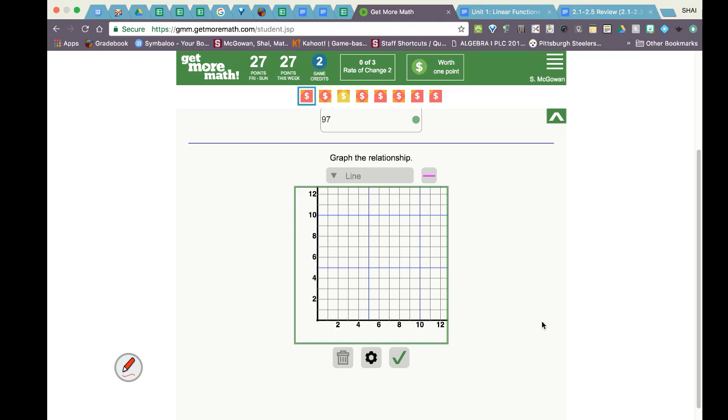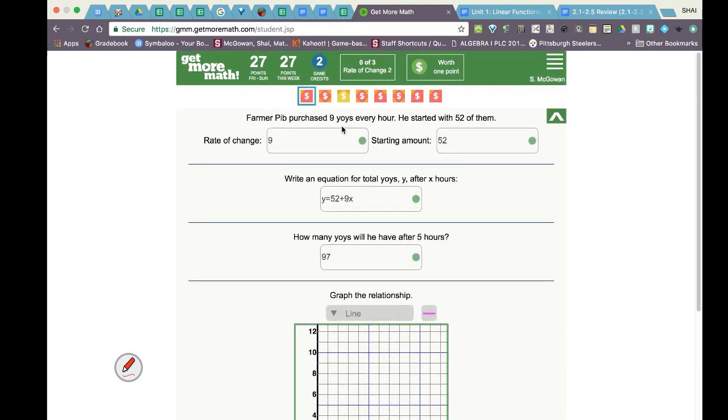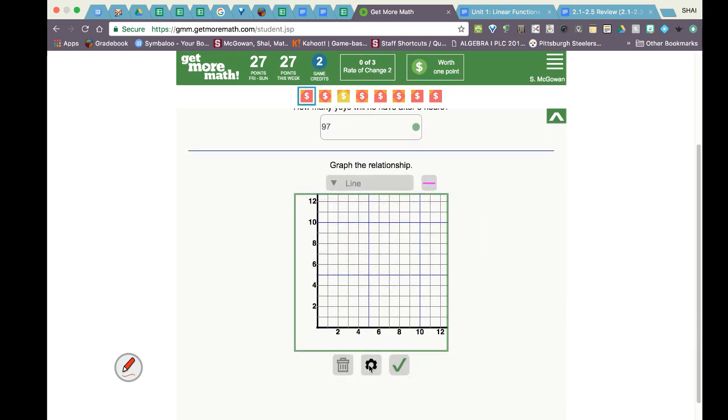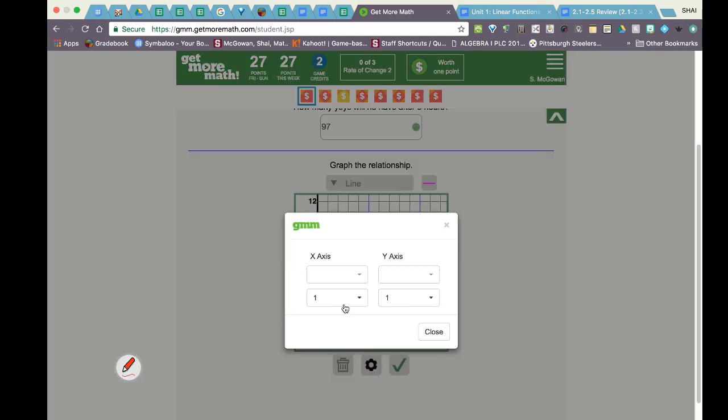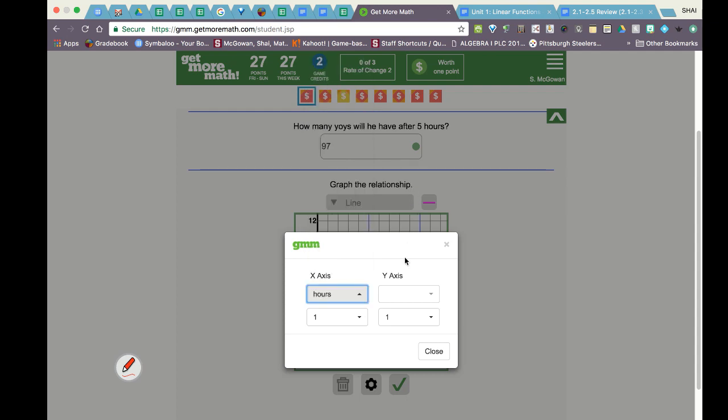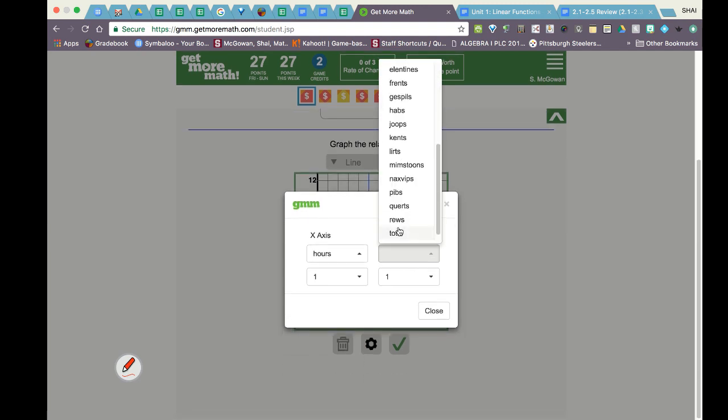Now comes the tricky part in some ways, and that tricky part is we need to graph the relation. This is the thing that you're going to have to remember. We're talking about yoys every hour, so x, remember, represents hours. Right here it says it. Down here, we hit this little wheel, and it's going to bring up our axes. We have to set our axes. Our x-axis, x are hours, so we're going to put hours here. And y were the number of yoys, so we're going to pick yoys, which is here at the bottom.